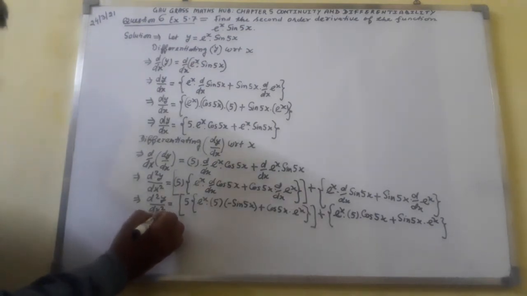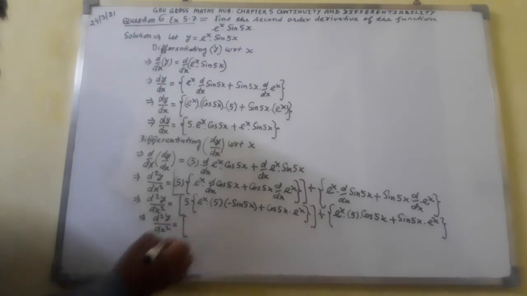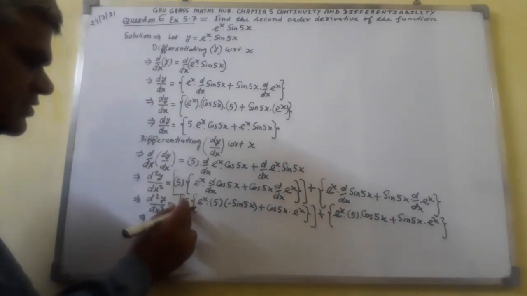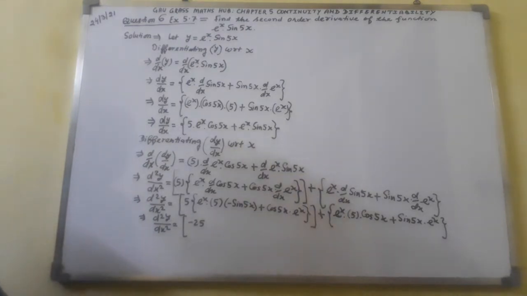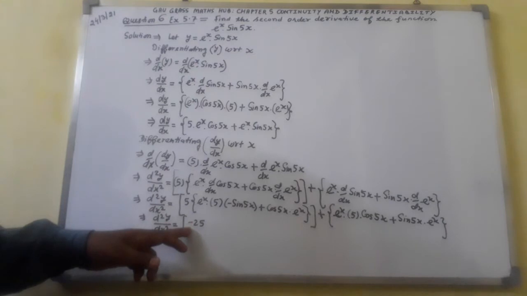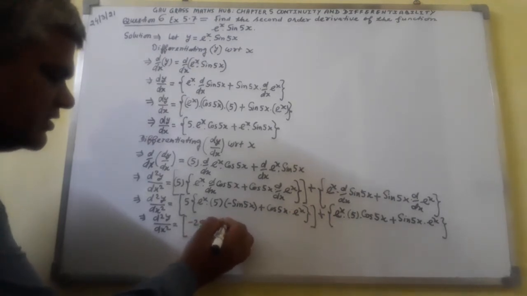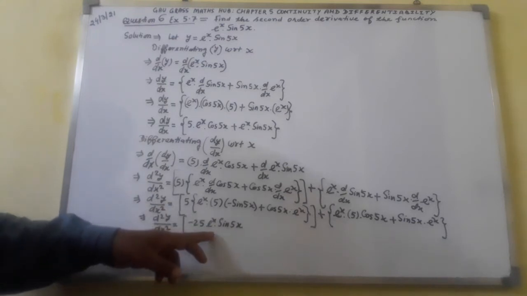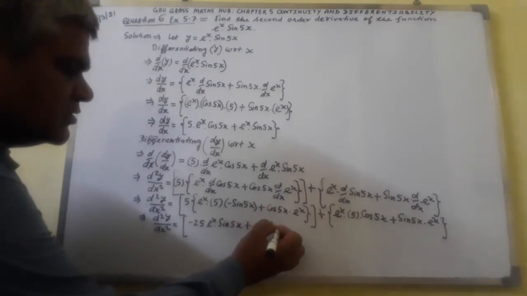Again I shall write d square y over dx square equal to, open here square bracket, this 5 will enter inside, curly bracket will be broken, here I shall get 5 5 25, so here write minus 25, minus 5 5 25, this minus will be put here, so minus 25 e raised to power x dot sin 5x, and here I shall write e raised to power x dot cos 5x.